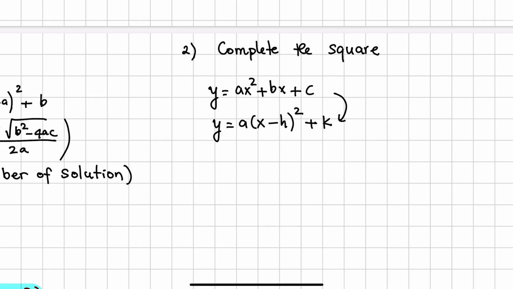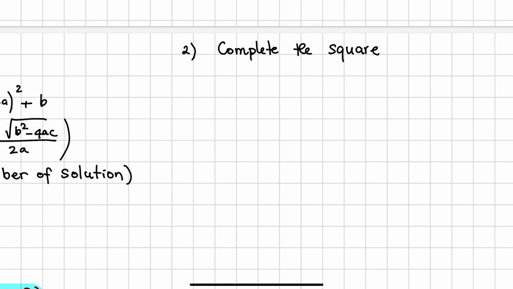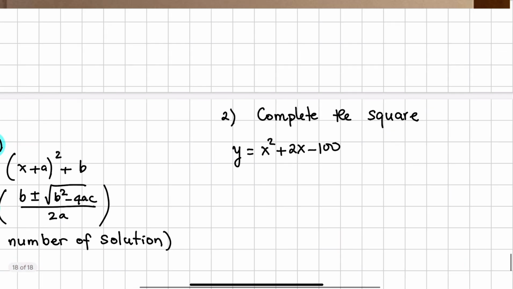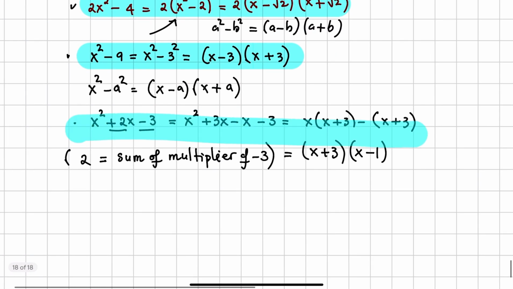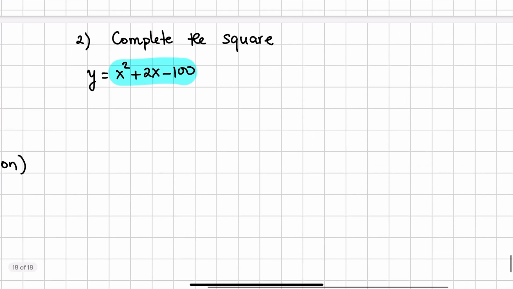Okay, so how do we complete the square? Actually, let me tell you, completed square can be used for factorization and also for finding vertex form. That's it. So like here, y equal to x squared plus 2x minus 100, right? Actually, we cannot factorize this by using the previous method. But we can factorize this by using completed square. And let me tell you how.